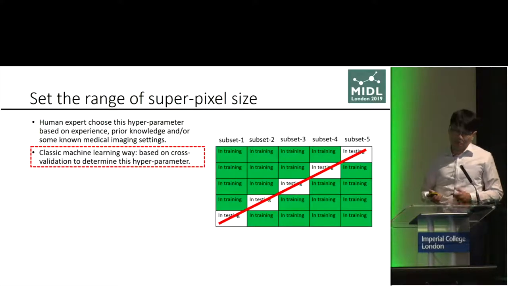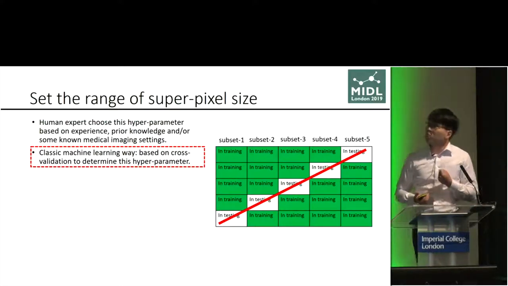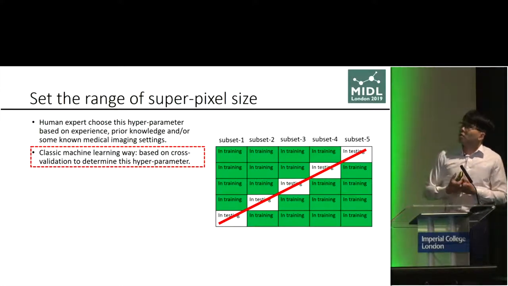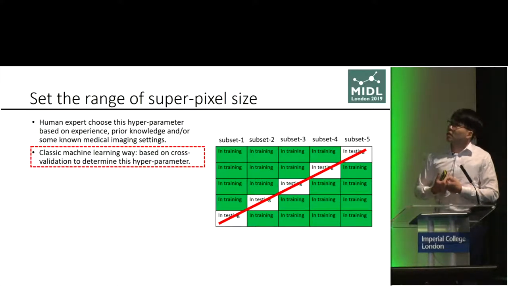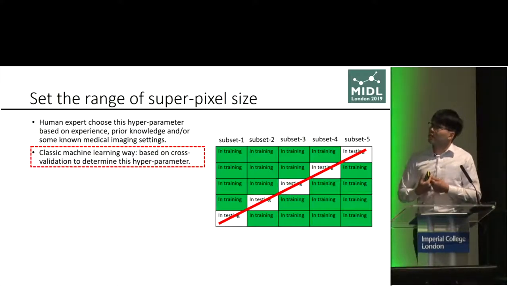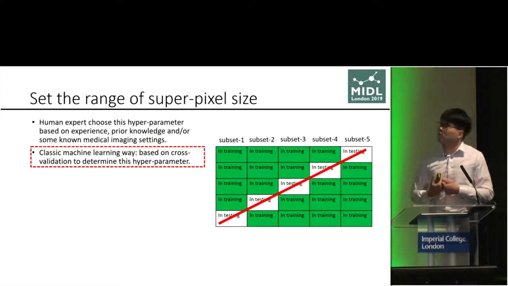Another way is just a classic machine learning way. You do a cross validation on the training set to figure out this parameter. But a drawback of this is that it's pretty slow, and usually you need to repeat it like 5 or 10 times to get this number.